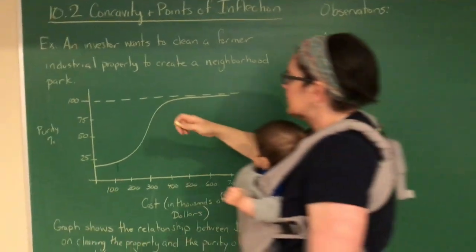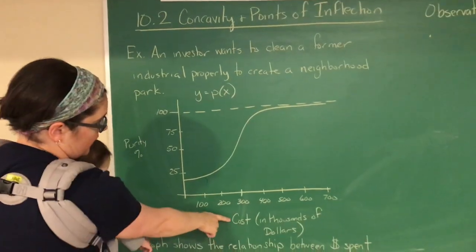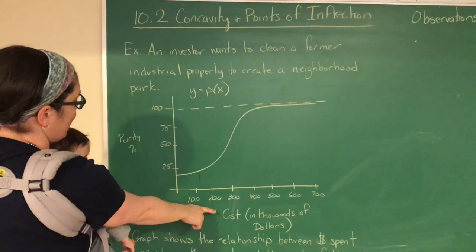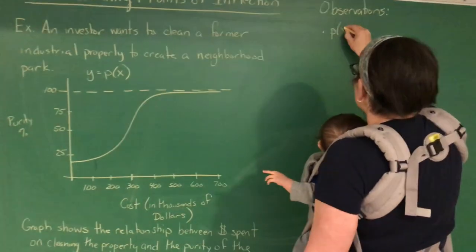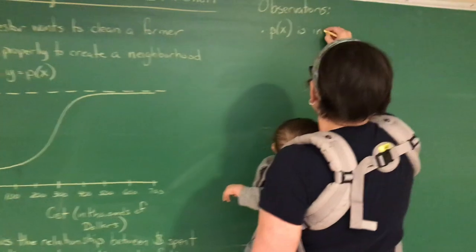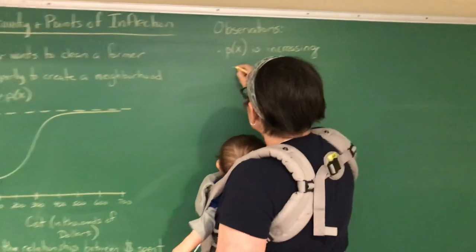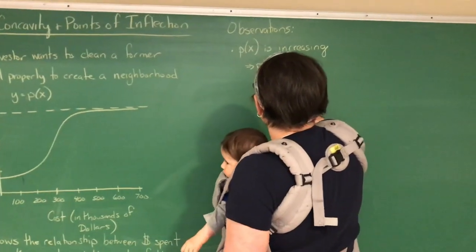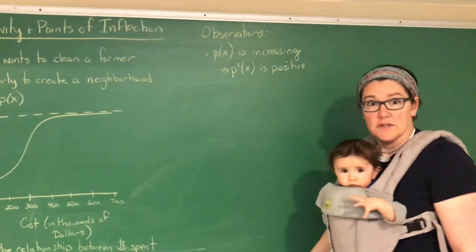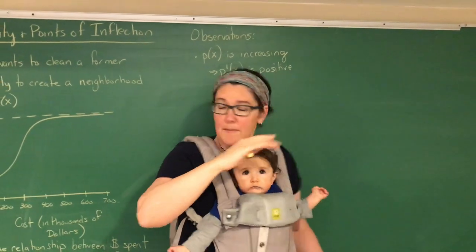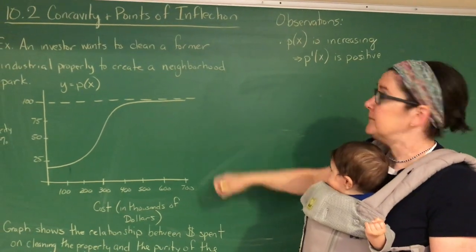is that, well, okay, so let's call this graph something. How about we call this y equals p of x. X is our cost in thousands of dollars, what we're spending to clean up the property, and p of x is the purity. So the observation here is that p of x, our function, is an increasing function. And what that tells us is that our derivative, p prime of x, is positive. So remember, when we talk about derivatives, we're talking about slope. And this graph is always going uphill, so always increasing, slope is always positive.